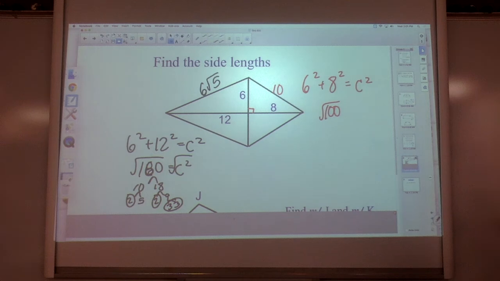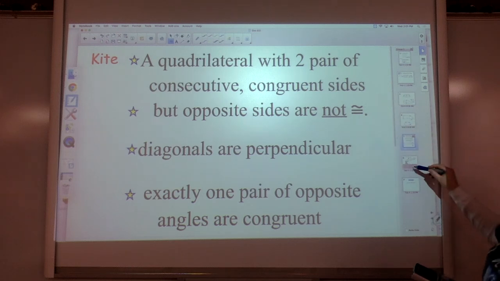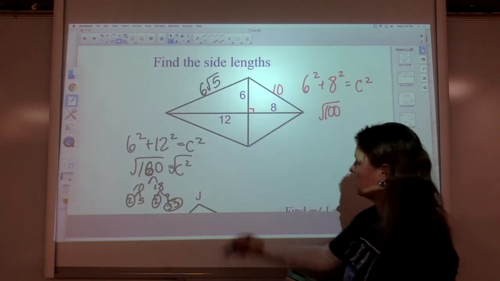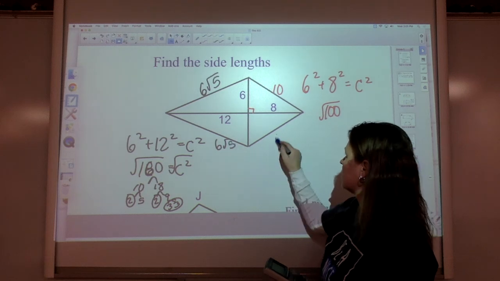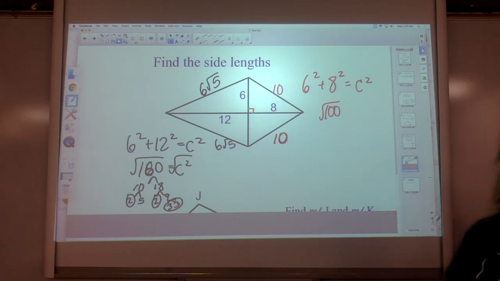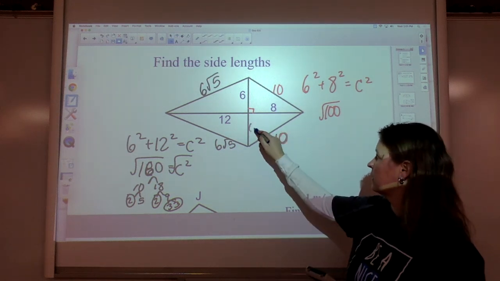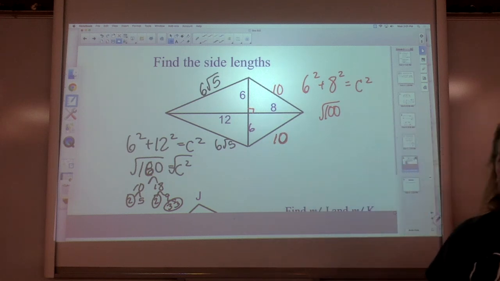Next, we need the other sides. Or do we need the other sides? I don't know if we do, because it said right here, a quadrilateral with two pairs of consecutive congruent sides. So this must also be 6 square root of 5, and this must also be 10. And then we can say, oh, here's something else I discovered. If that's 10 and that's 8, then this must be 6 to make it a 6, 8, 10 triple.